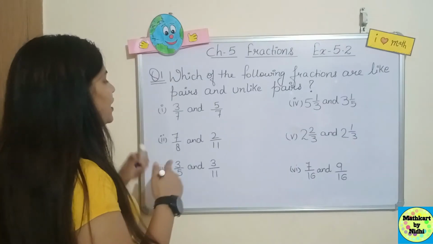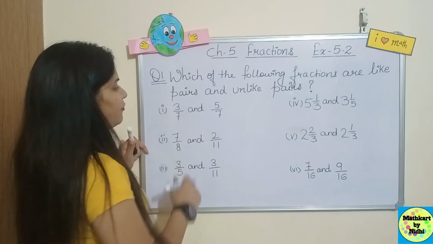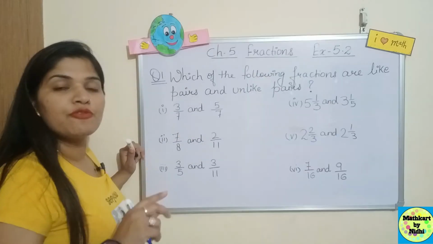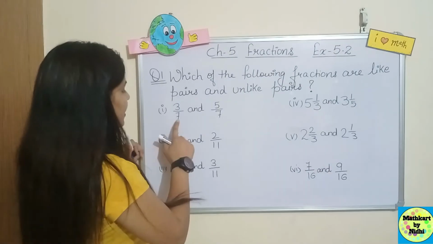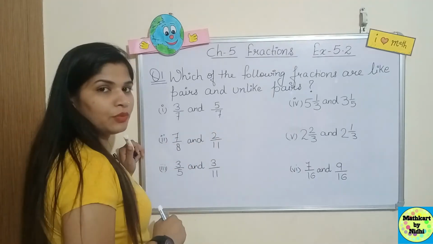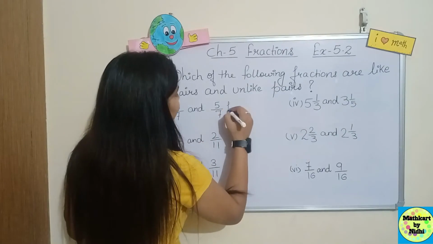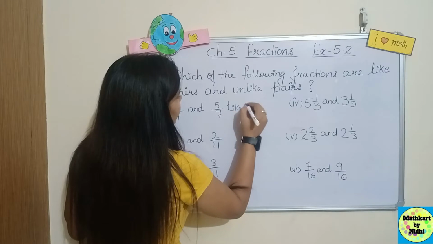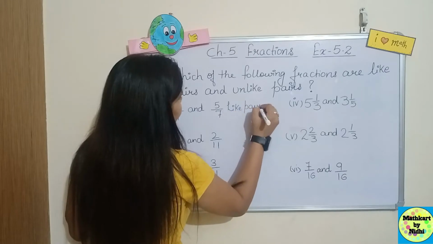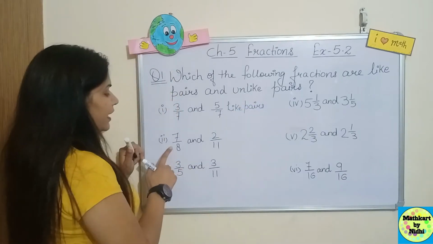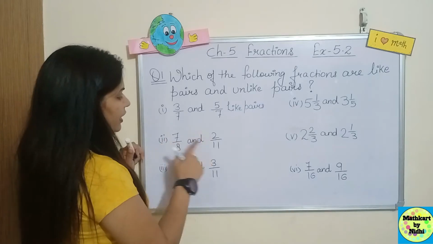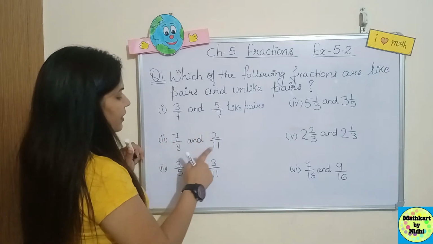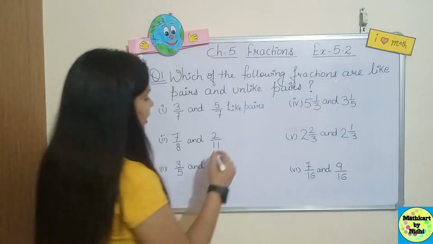So let us see. Here we have 3/7 and 5/7. As I told you, we have to see the denominators. Denominators are 7 and 7. Both are equal, so that means it is a like pair. We will write down here like pairs. 7/8 and 2/11. Here both the denominators are different, so these are unlike pairs.